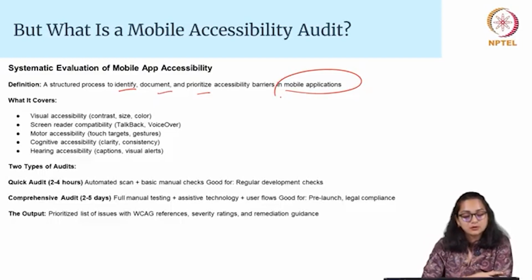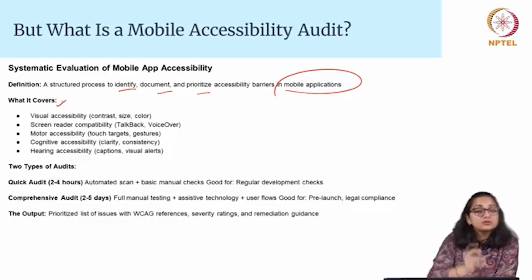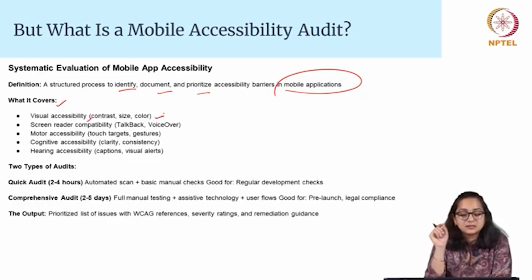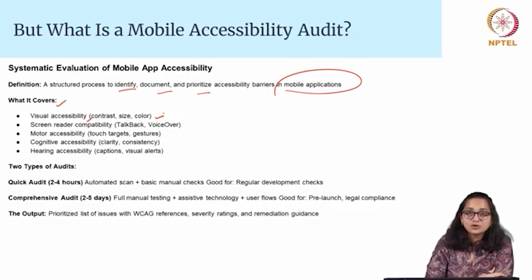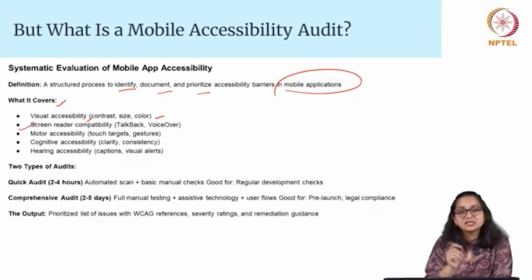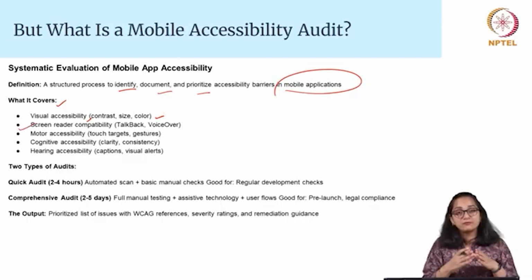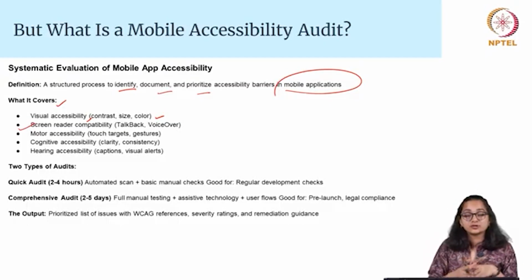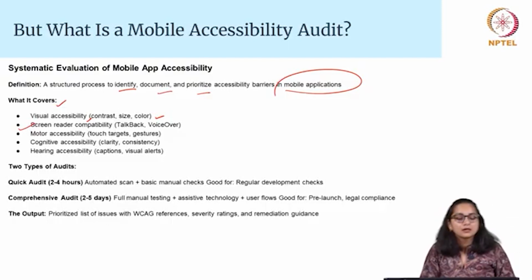But then there are different tools, and different aspects to it, which we will talk about. So, what it should cover is a visual accessibility audit. Whether the contrast, the size of the buttons, the color, all of that is in place or not, is it compliant or not. Then it checks screen reader compatibility.